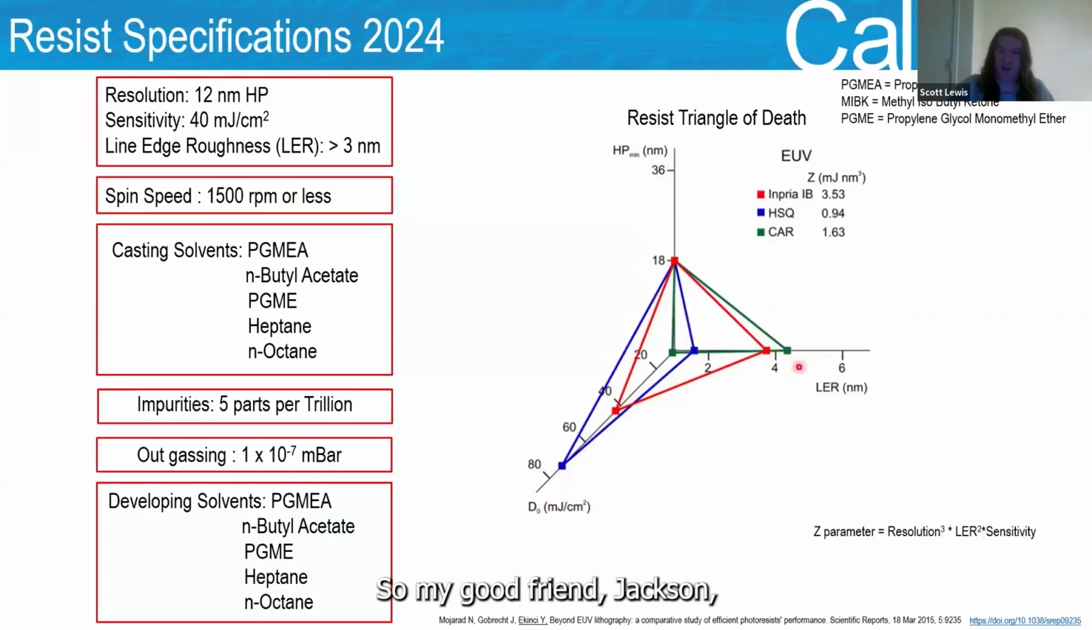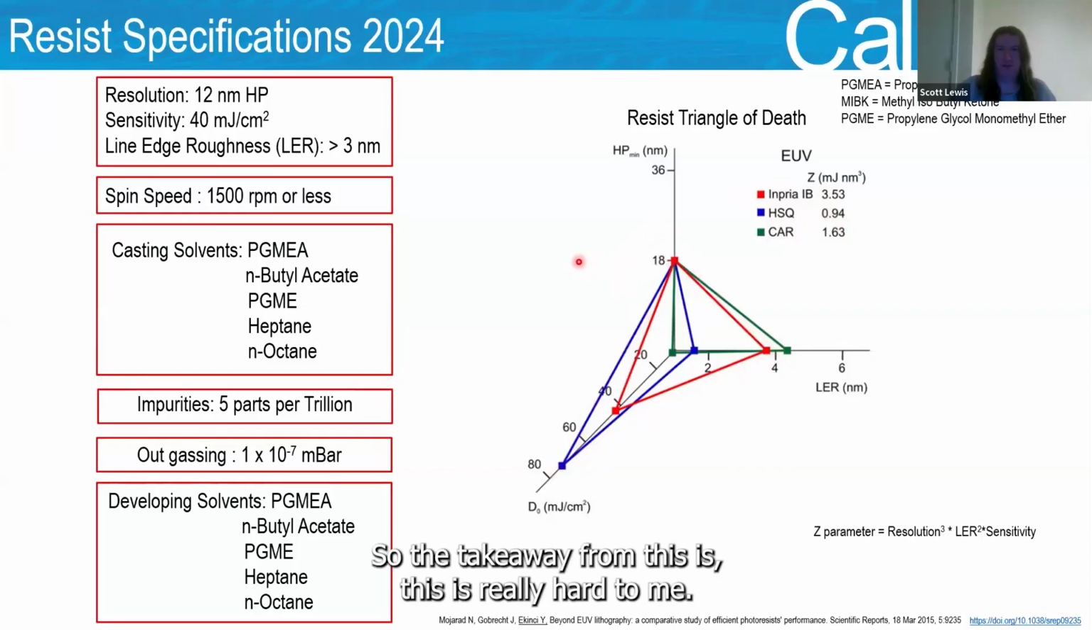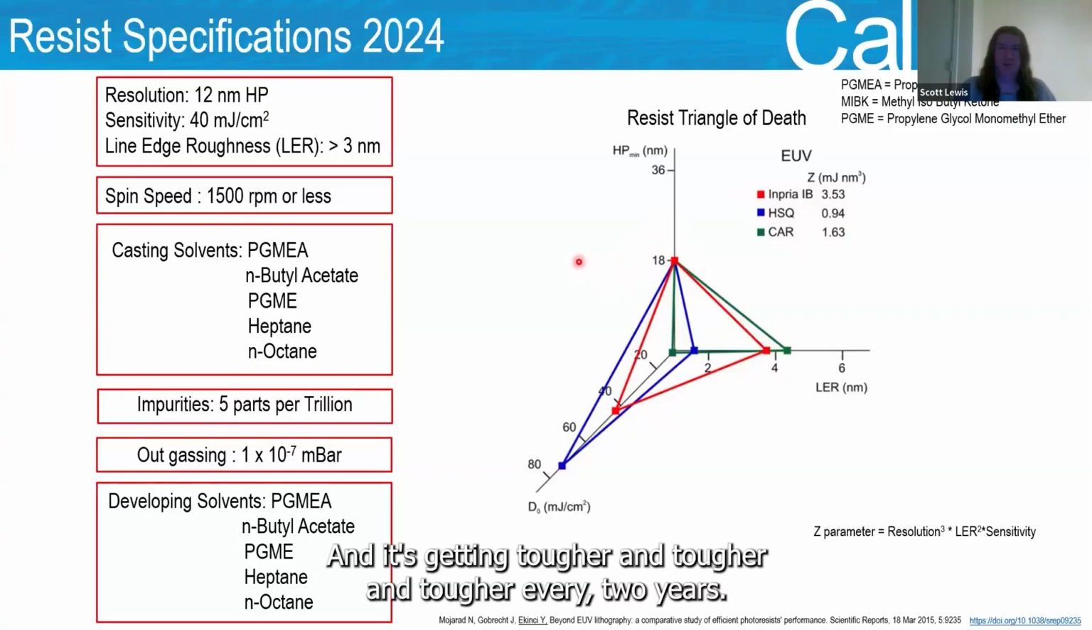So my good friend Yasin Enchenki at PSI in Switzerland, he worked on these resists. So Impria is the state of the art. HSQ we all know and hate, I guess. And Card, well, that's not helpful. That can be many different things. So yeah, I know what this is. This is like a tin-based metal organic. This is also an inorganic. It's a silicon oxide, I guess. That's what it turns into. And yeah, the takeaway from this is that this is really hard to meet, and it's getting tougher and tougher and tougher every 2 years.